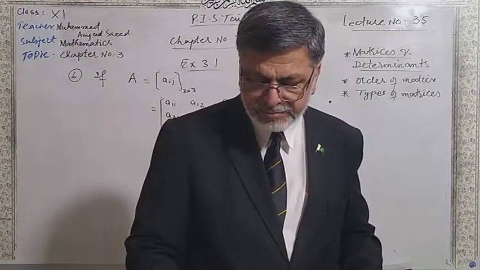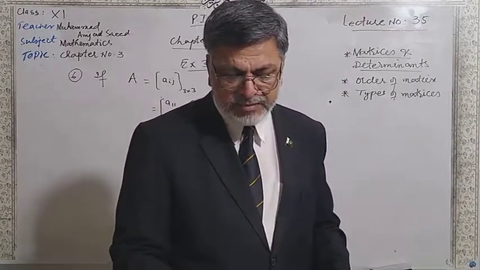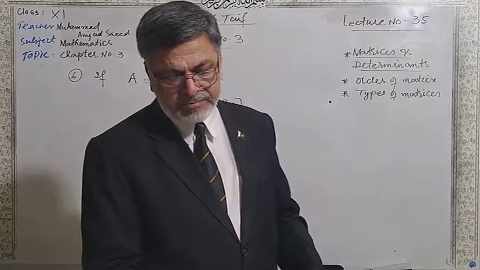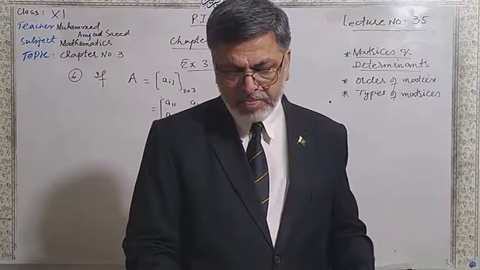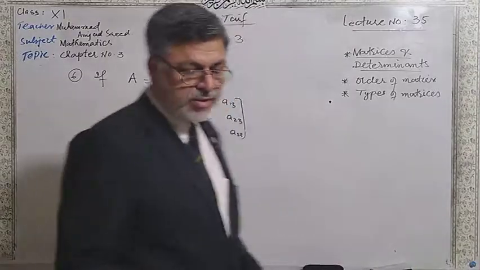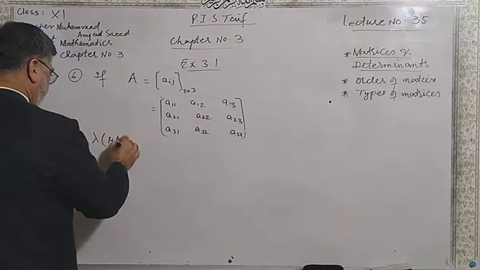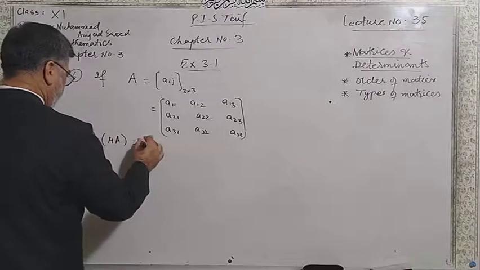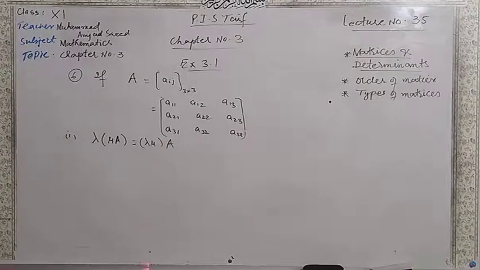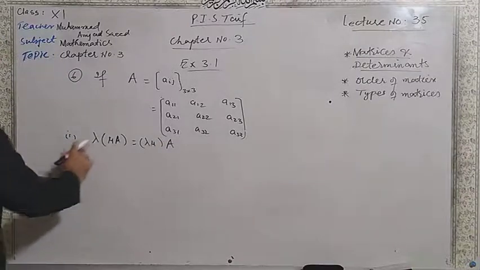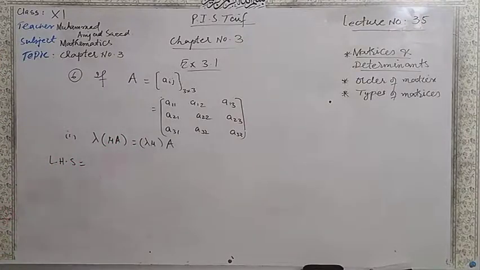Show that, part number 1, 2, 3, there are 3 parts given. So we can take any one part from here. So part number 1, lambda into mu A is equal to lambda mu into A. So you can take the left hand side, and we will bring the right hand side.